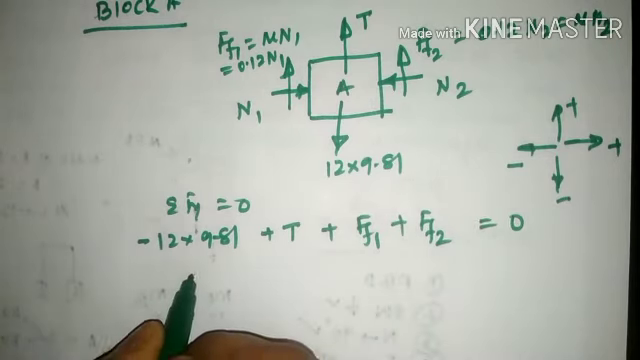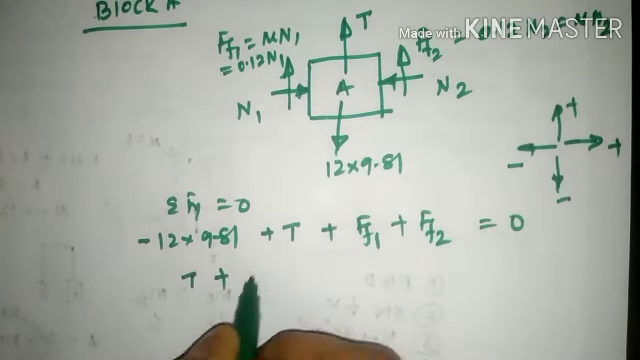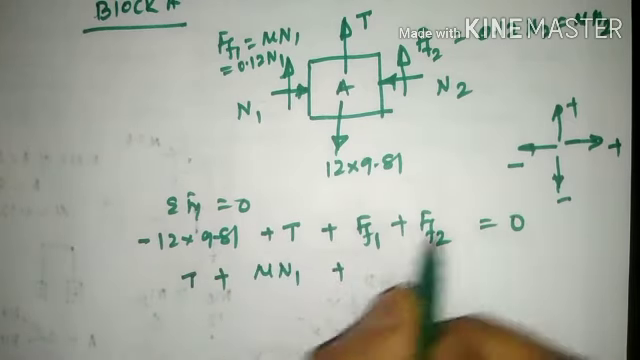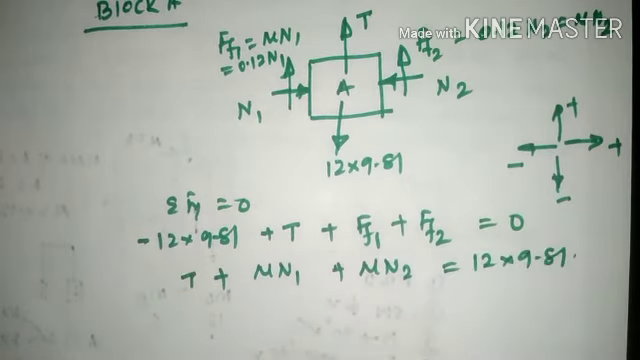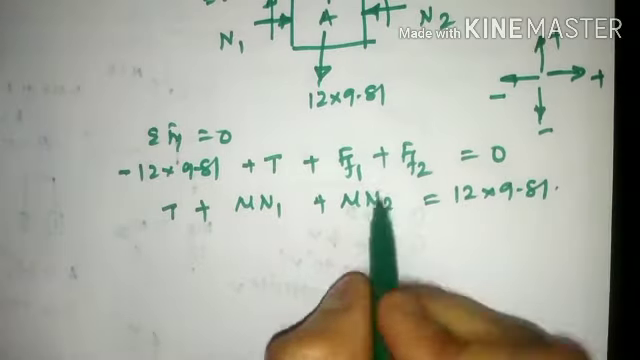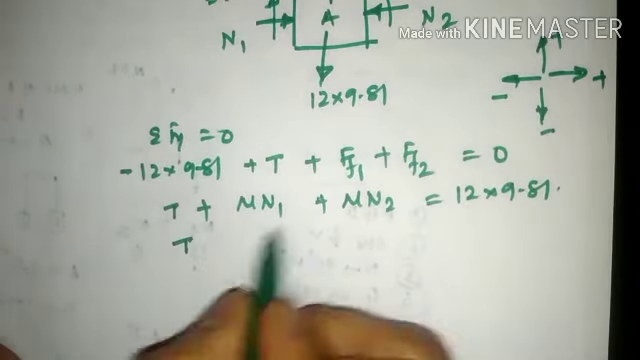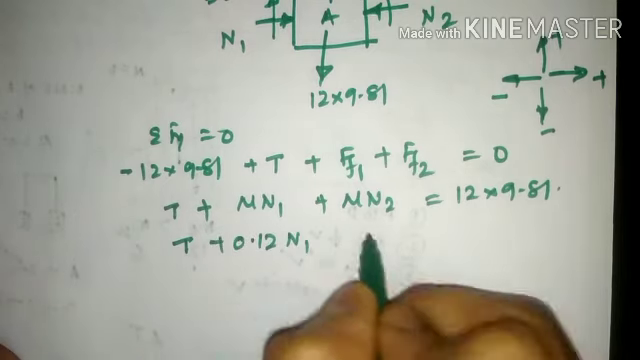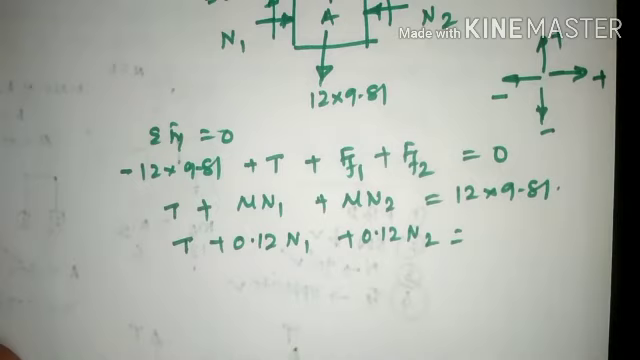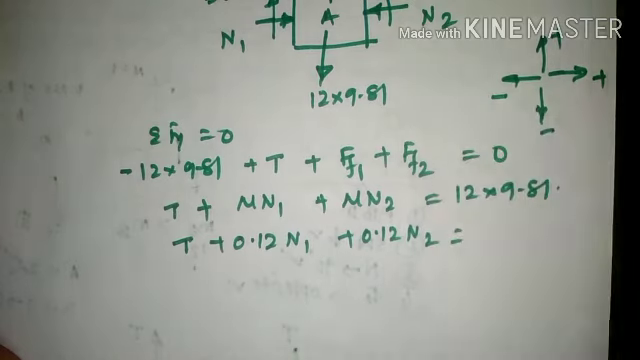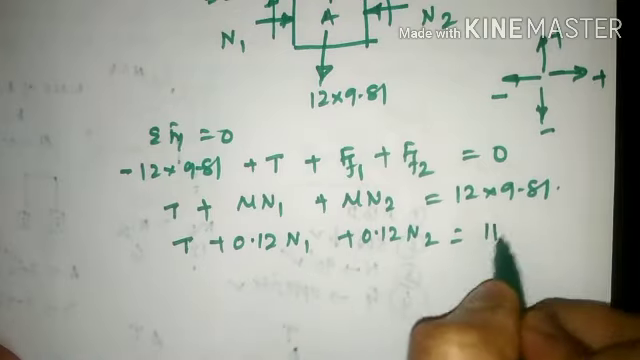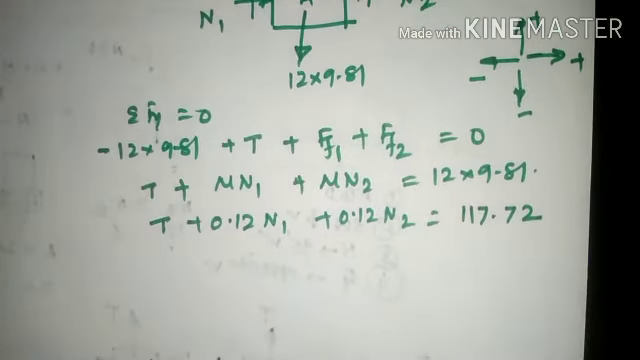So T plus F of F1 value is mu times N1, F of F2 value is mu times N2, is equal to 12 into 9.81. So as a resultant, T plus 0.12 times N1 plus 0.12 times N2 equals 12 into 9.81, which will come out to 117.72. So we need to find out the value of N1, N2 or the value of P first.